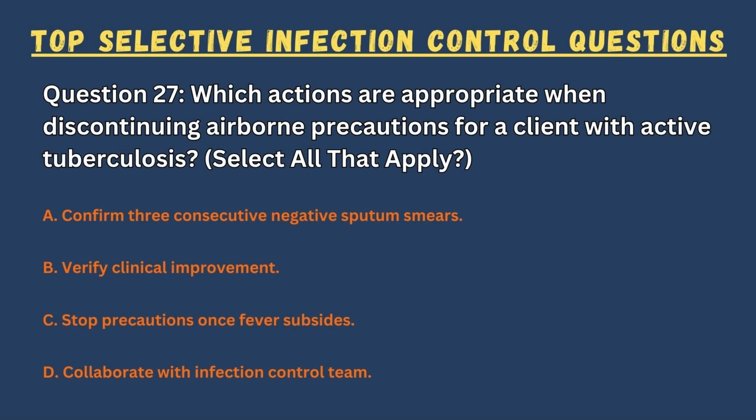Question 27. Which actions are appropriate when discontinuing airborne precautions for a client with active tuberculosis? Select all that apply. A. Confirm 3 consecutive negative sputum smears. B. Verify clinical improvement. C. Stop precautions once fever subsides. D. Collaborate with infection control team.